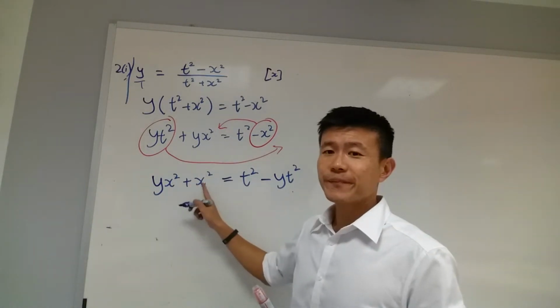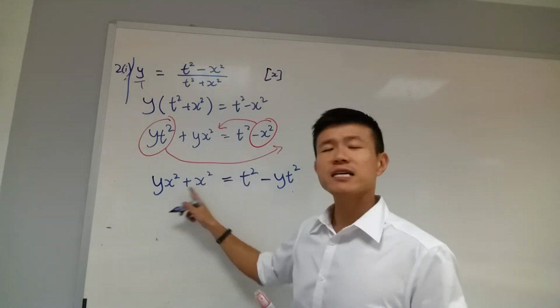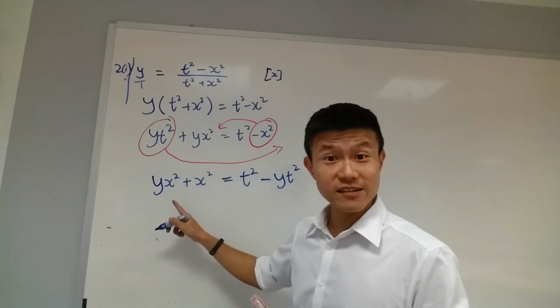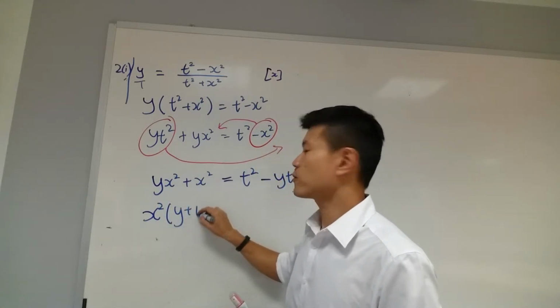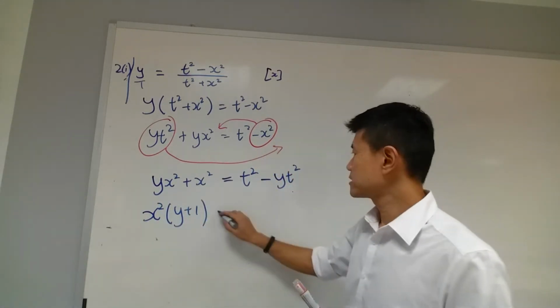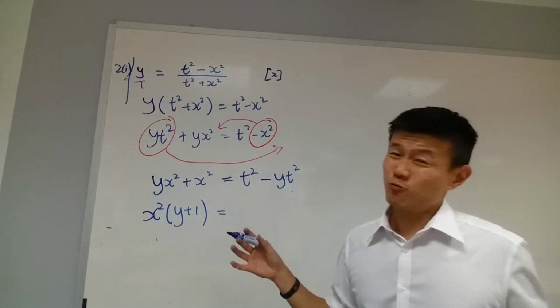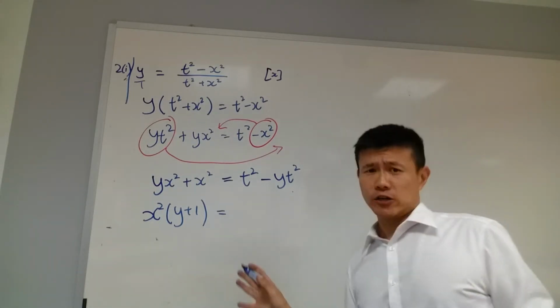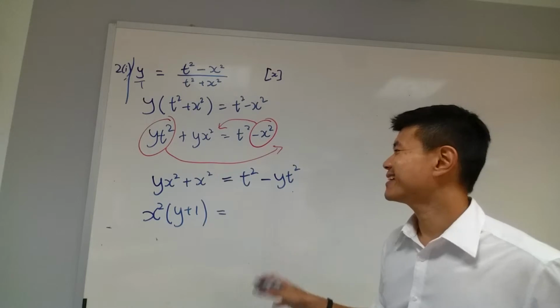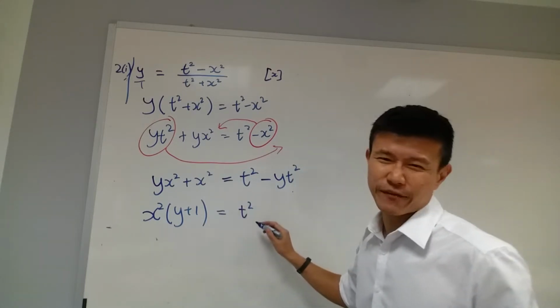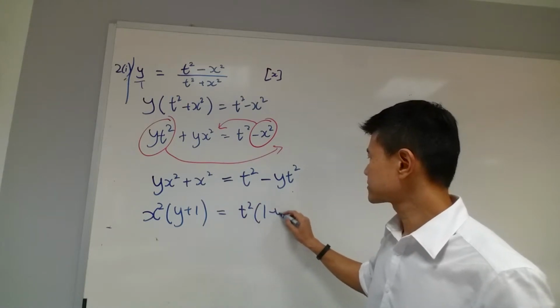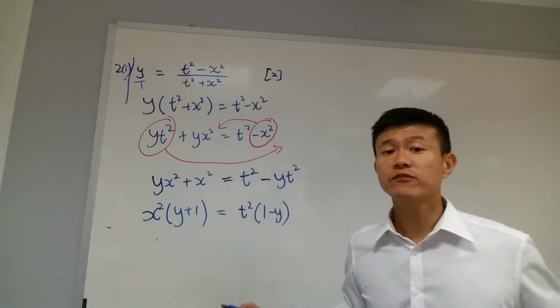What's common here? The x squared. The x squared is common, so I'm going to factorize it out. And I'm left with y plus 1. On the other side, now, I don't really care. I mean, I could factorize it, but I could leave it too. Up to you. Let's just factorize it just for the heck of it. Of course, if you're not comfortable with it, don't do it.